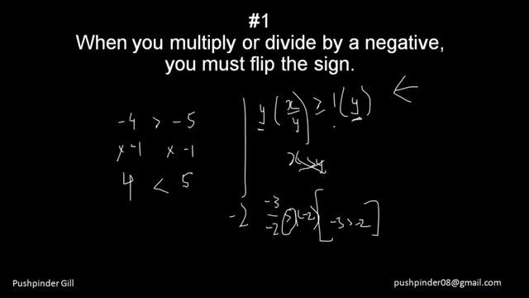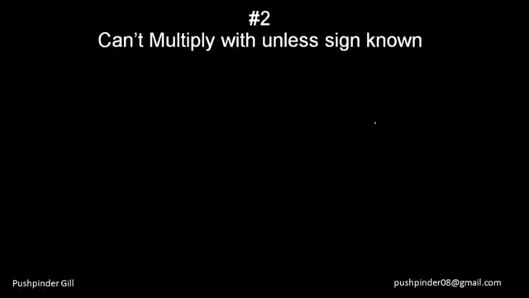Again, moving back to the previous example, I am actually generalizing the fact that if I know that x into y is greater than 5, I can't say that x would be greater than y by 5. This I cannot say unless I know the signs of x and y. So you can't multiply or even divide unless the sign of that variable is known.